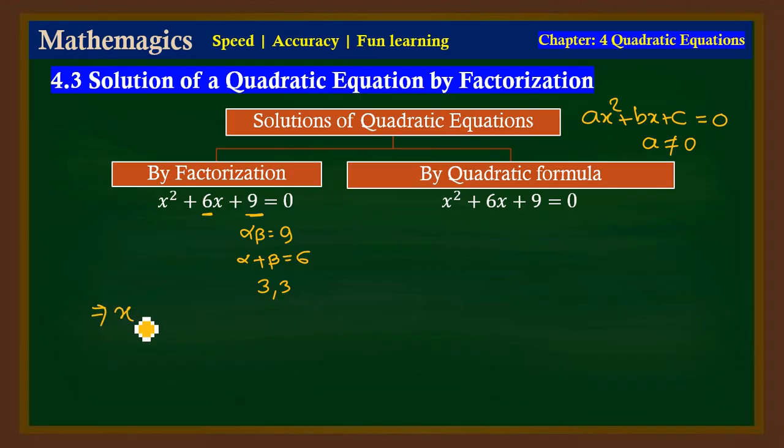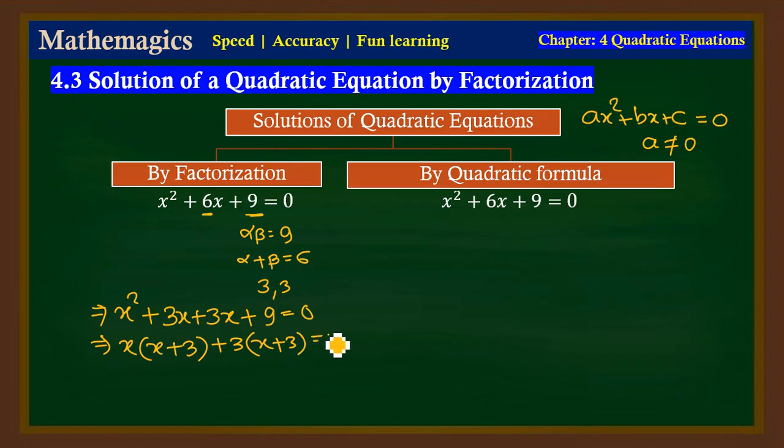So x square becomes x square and 6x, we are going to break the middle term into 3x and 3x, plus 9 is equal to 0. Now from the first two terms, x square plus 3x, I'm going to take common x. So the remaining part is x plus 3, and from the other two terms again 3 is taken common, so x plus 3 is equal to 0. Finally from both the terms I can take common x plus 3, so the remaining part is again x plus 3, that is equal to 0.